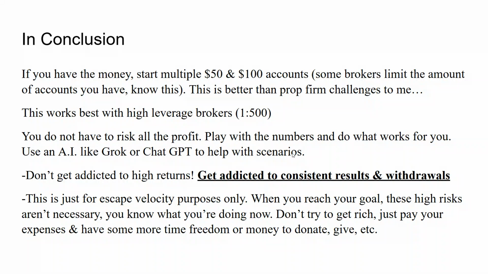Okay. So remember, this is for escape velocity purposes only. Once you reach your principal goal, like I said, start with $1,000 is a good goal. Okay. These high risks, they're not necessary. Get rid of it. Forget you ever watched this video once you get $1,000. If you get $1,000 and you risk 50 to make 100, or even risk 100 to make 200 a trade, that's fine. That's doable. That's getting you making this constant withdrawal.